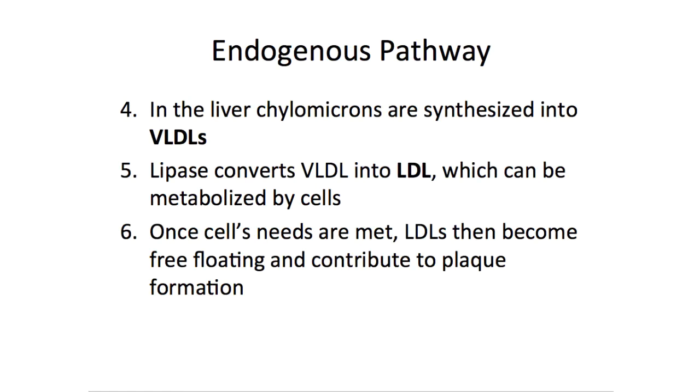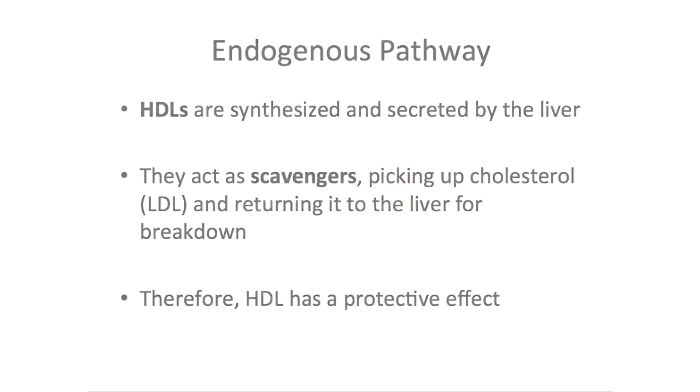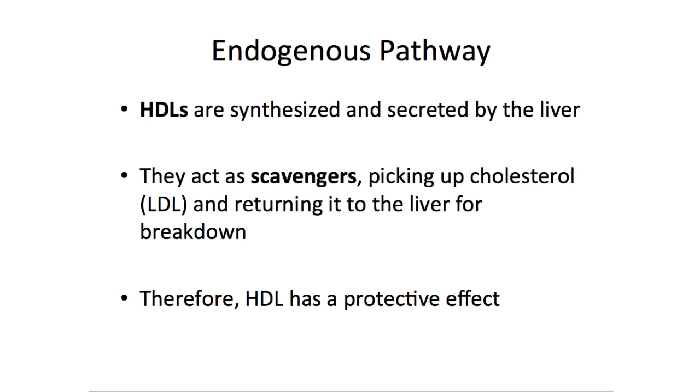In the liver, chylomicrons are synthesized into very low-density lipoproteins. Lipase converts very low-density lipoproteins into low-density lipoproteins, which can be metabolized by cells. Once the cell's energy needs are met, low-density lipoproteins then become free-floating and contribute to plaque formation. High-density lipoproteins are synthesized and secreted by the liver, and they act as scavengers, picking up cholesterol or low-density lipoproteins and returning it to the liver for breakdown. Therefore, high-density lipoproteins have a protective effect.